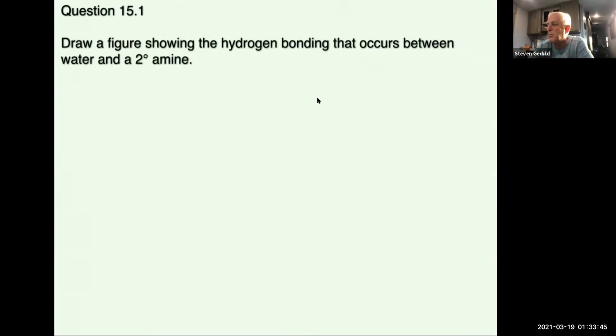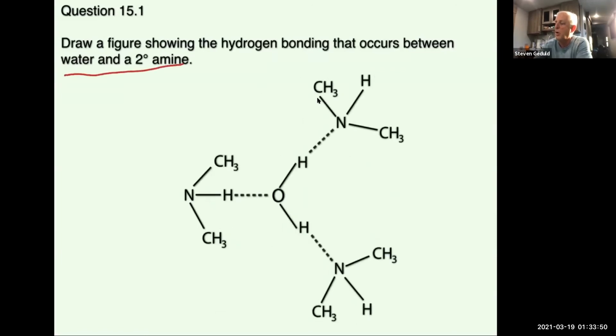So draw a figure showing the hydrogen bond that occurs between water and a secondary amine. Okay, so here's water. Remember, delta minus, delta plus, delta plus. This is delta minus. This is delta minus. This is delta plus. So positive and negative charges attract. Positive and negative charges attract. Okay. That's what causes hydrogen bonding. Again, it's not as strong as with alcohols because of the OH group, but it still is hydrogen bonding, and it still forms a bond between those.